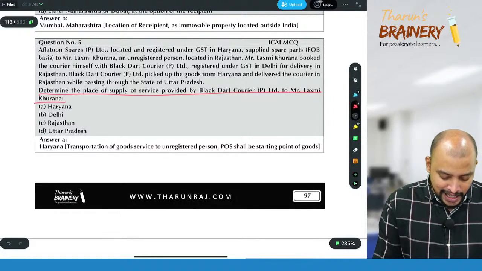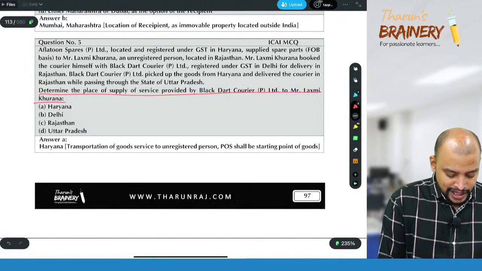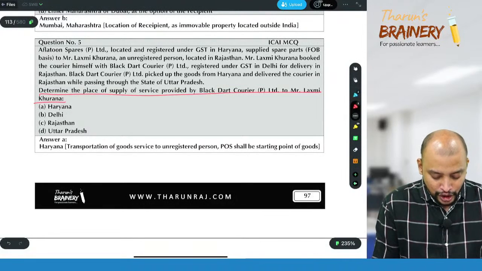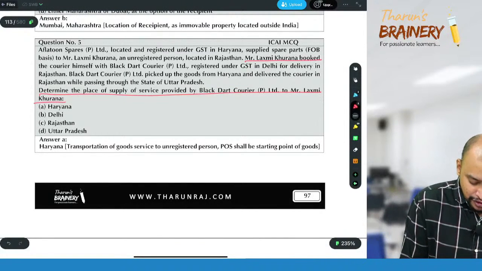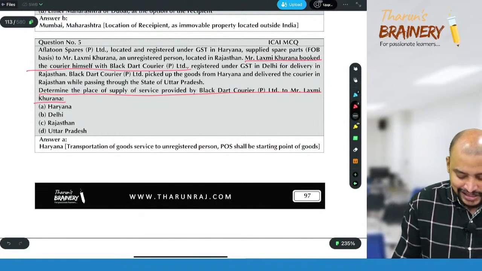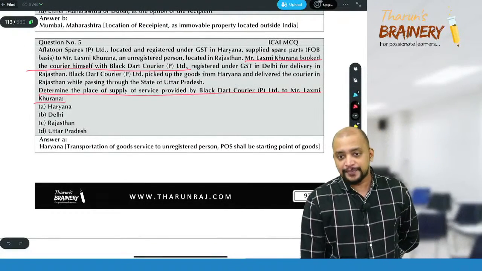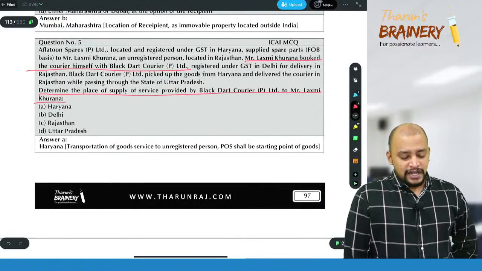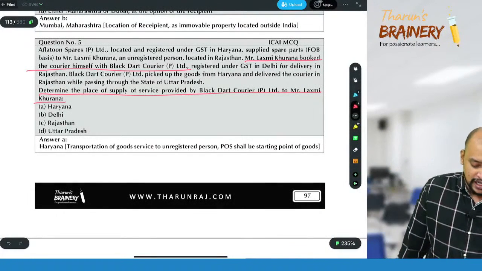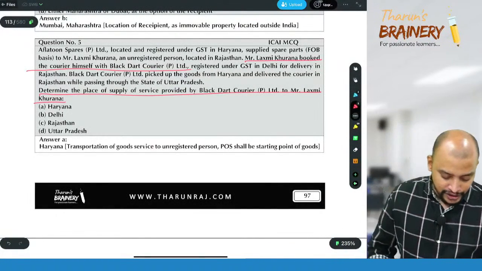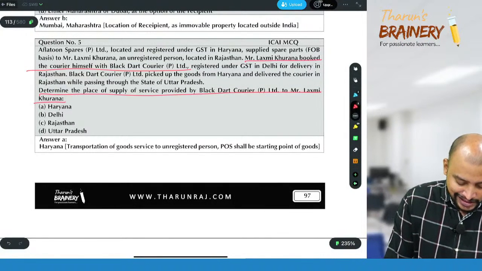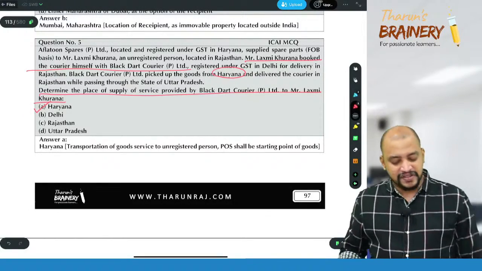Aflatun supplied the spare parts to Lakshmi Kurana, and Lakshmi Kurana booked the courier himself. So therefore, for Black Dot Courier, who is the recipient? Lakshmi Kurana is the recipient, who is unregistered. So B2C. In case of B2C, we will take the starting point of the goods. The courier for delivery in Rajasthan picked up the goods from Haryana, so Haryana will be taken as the place of supply.